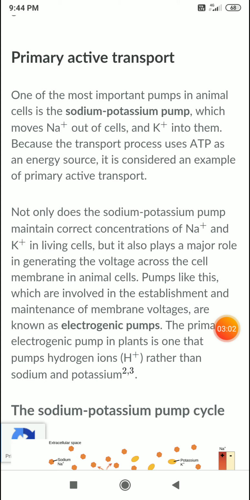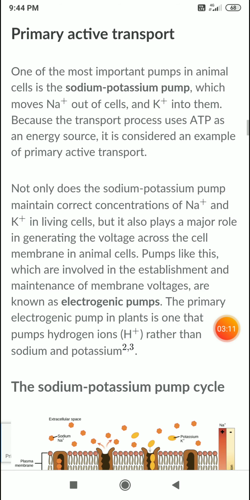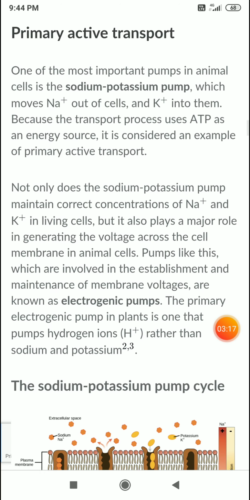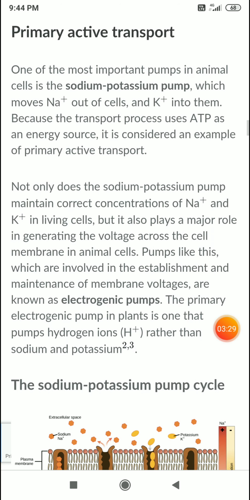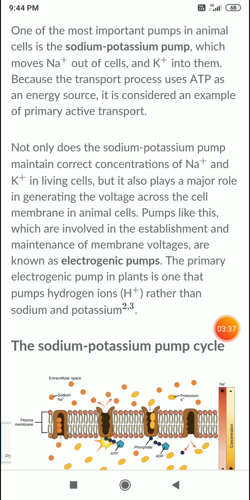The sodium potassium pump maintains the correct concentration of Na plus and K plus in living cells. It also plays a major role in generating the voltage across the cell membrane in animals. Pumps like this, which are involved in the establishment and maintenance of membrane voltage, are known as electrogenic pumps. The primary electrogenic pump in plants pumps hydrogen ions, H plus, rather than sodium and potassium.